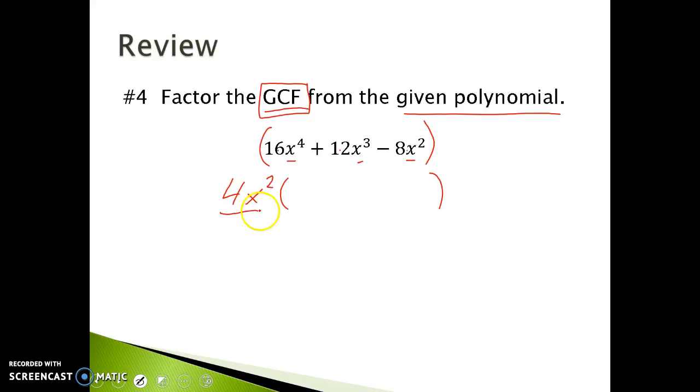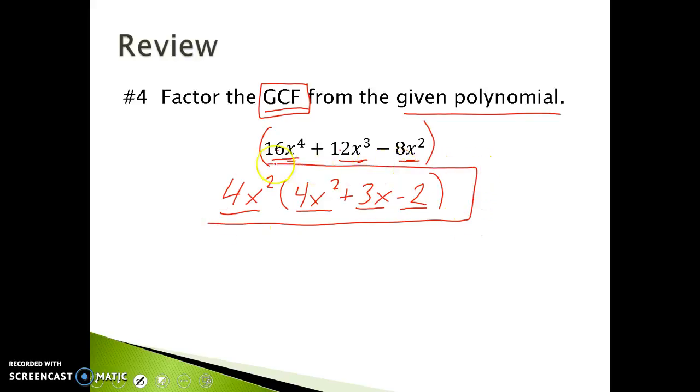So then I'm going to multiply the 4x squared times 3 things that when I multiply the 4x squared by them, I get the original 3 terms. So for example, 4x squared times 4x squared gives me 16x to the 4th. 4x squared times 3x gives me 12x to the 3rd. And 4x squared times negative 2 gives me a negative 8x squared. And so this is what it would look like once I factor the GCF out of a polynomial.